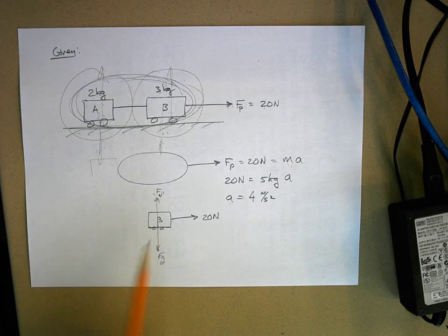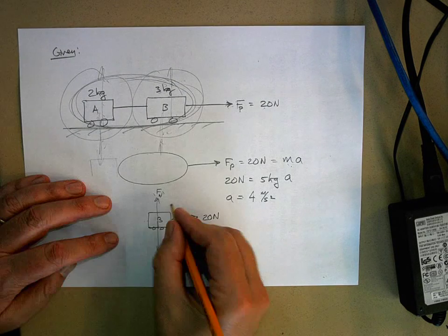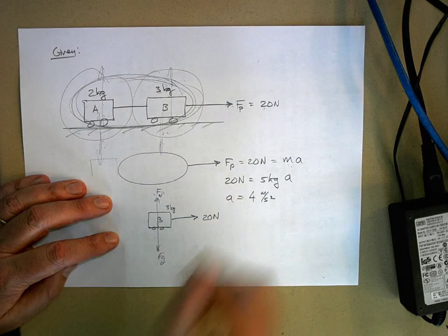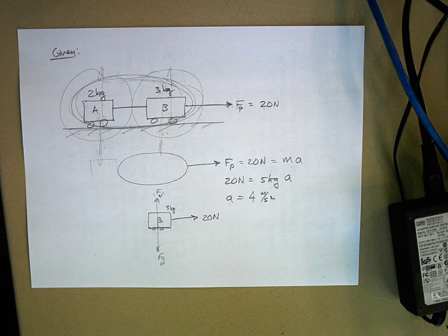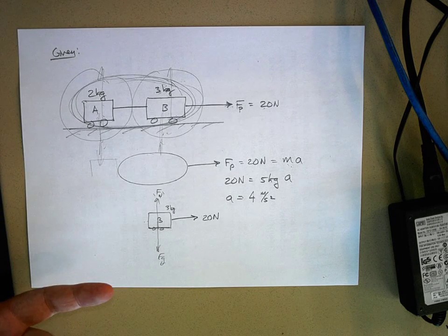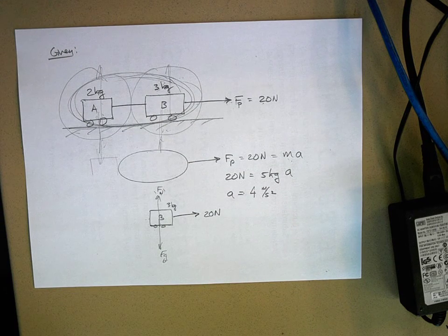We know that this is 3 kilograms. If I go 20 divided by 3, I get 6.33 meters per second squared. This thing is not accelerating at 6 meters per second squared. It's accelerating at 4. I already said that. So what do I need to do to complete this diagram?